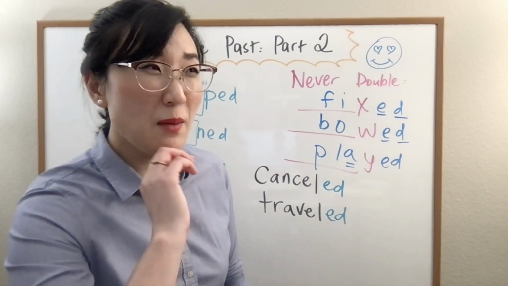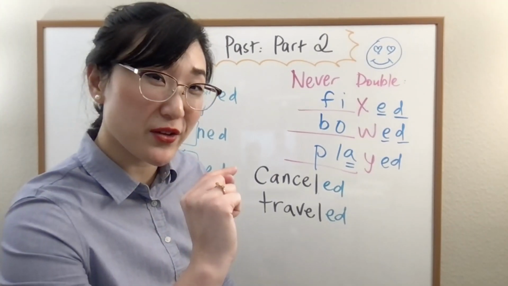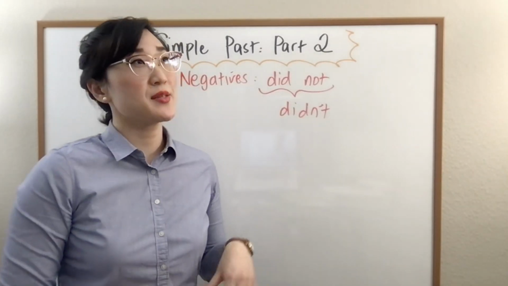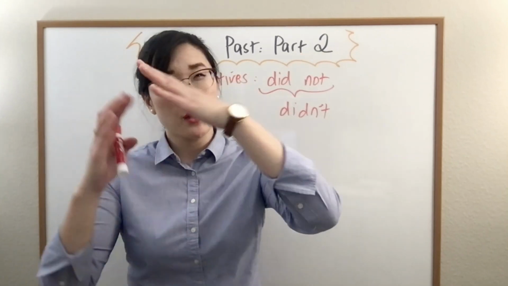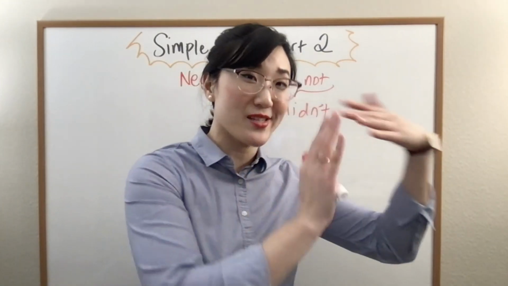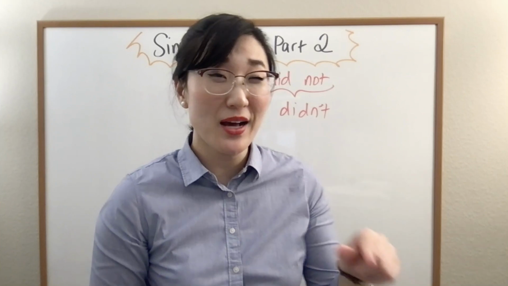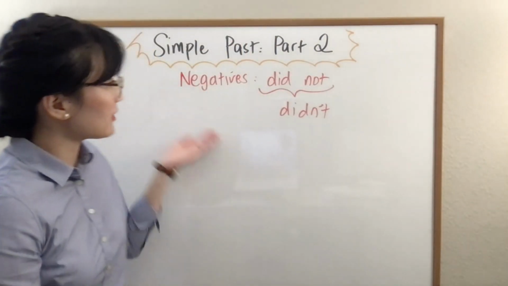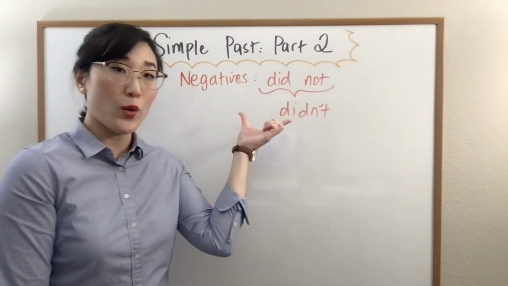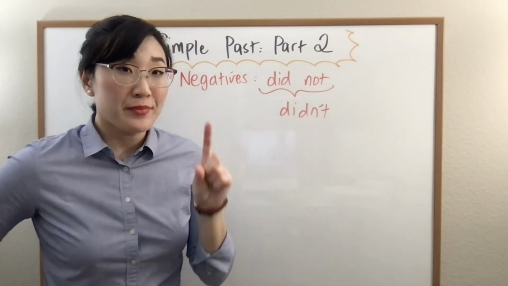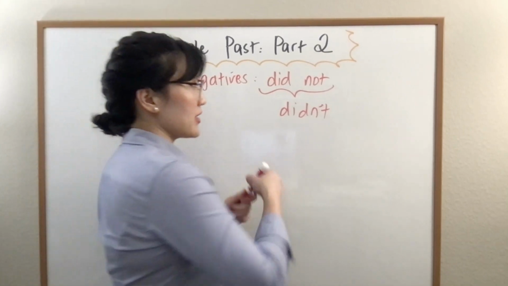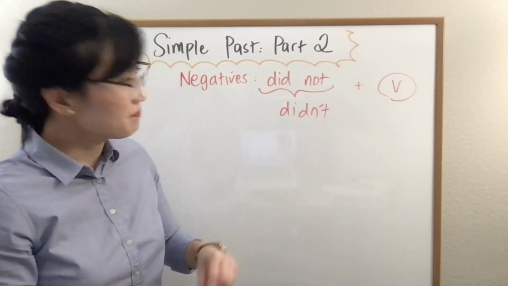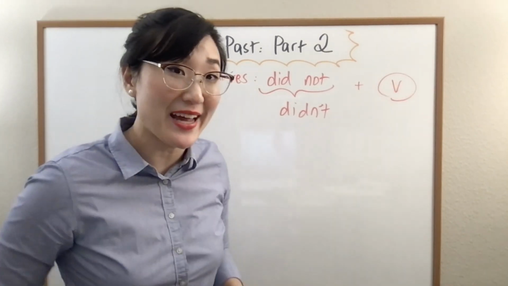Now, what happens if I want to change these verbs into the negative? Let's see. So in the present tense, we have two negative options. Do not, don't, or does not, doesn't. In the simple past, one thing is a little easier, and that is you only have one negative. So did not or didn't. Now, same idea as the present tense. This verb is the original verb. You cannot have the ed ending.